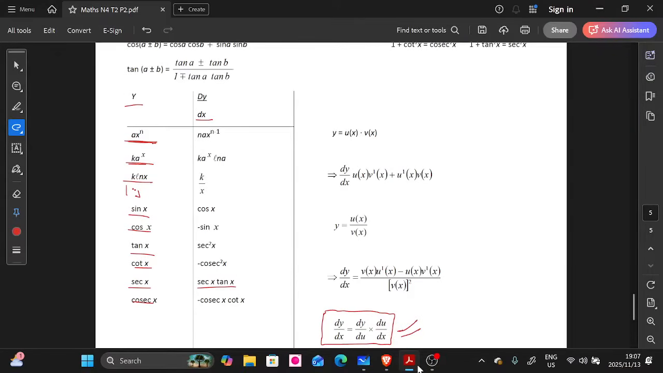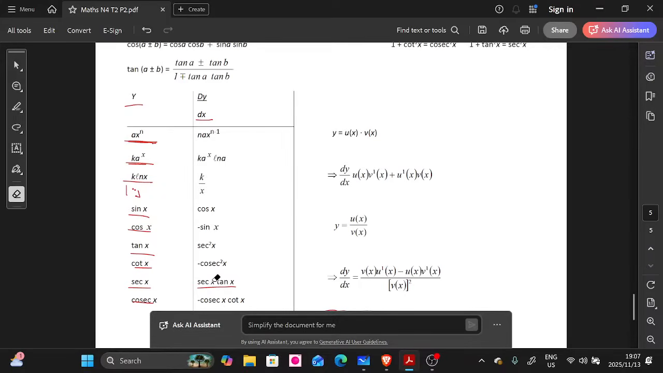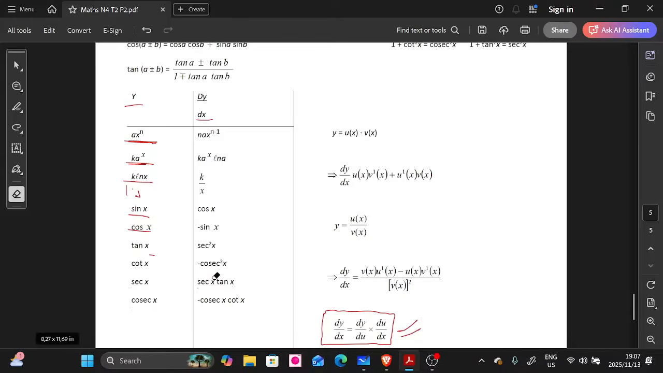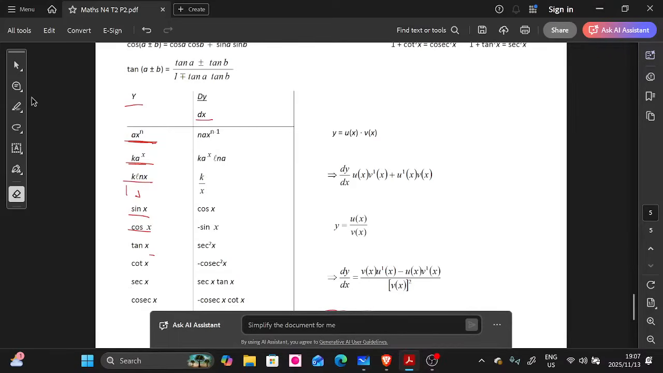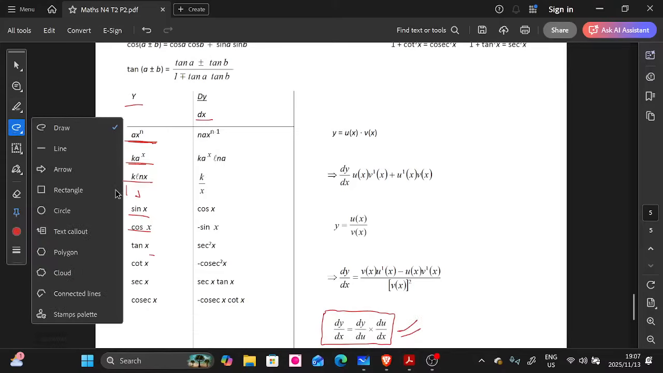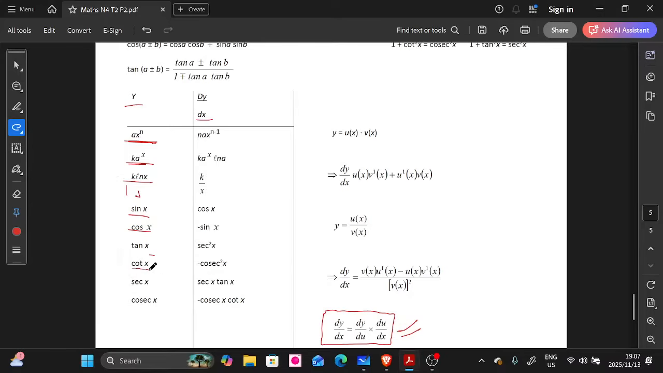Here's our formula sheet. Let me erase this because I've done a lot of things here. What is the differentiation of cot, guys? Let me erase it. All right, let's see. The differentiation of cot is this one here, guys. Do you see? It's supposed to be negative cosec squared.